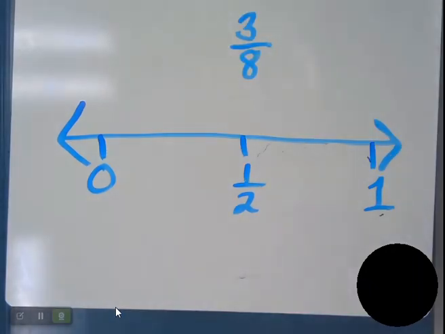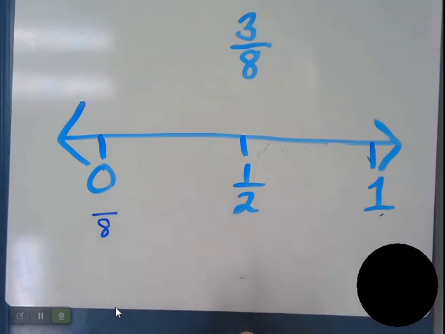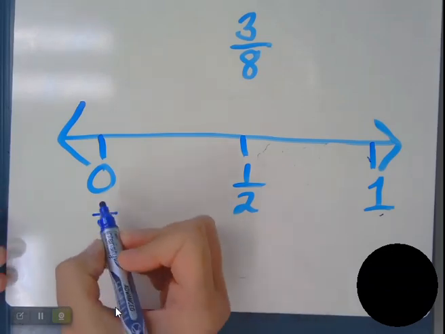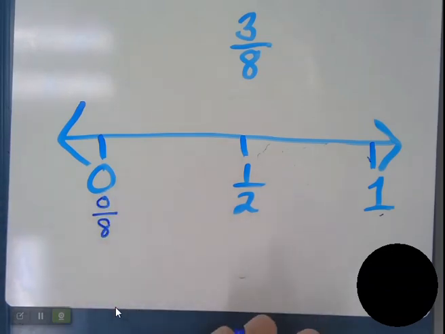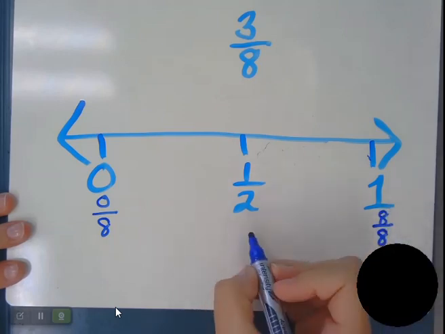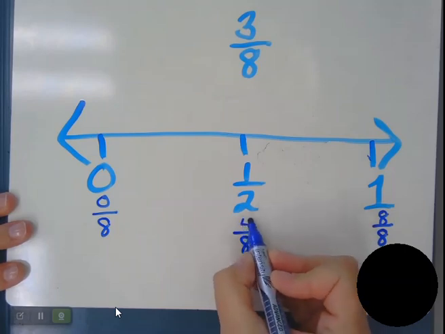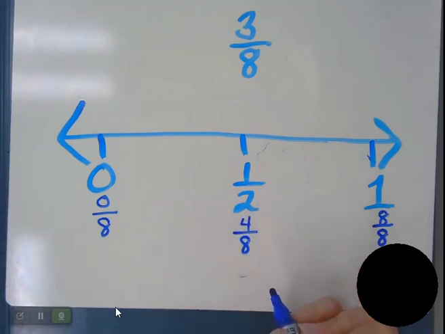Let's try another one. Let's take a look at 3/8. Again, we want to make apples to apples, so we're going to change our 0 so that it has an 8 in the denominator, which means this fractional amount would be 0/8. Going over to 1 whole, if we change our fractional amount to 8s, 1 whole would be equal to 8/8. And then at 1/2, your denominator is 8, and half of 8 is 4, so our value would be 4/8.